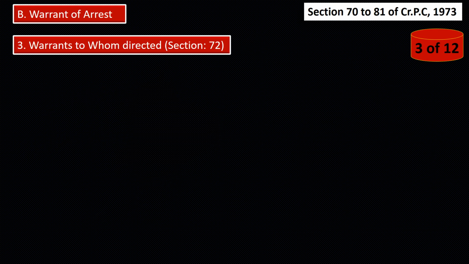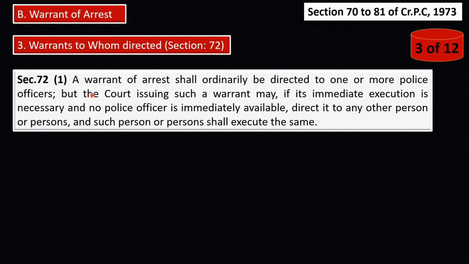Third point of warrant of arrest. Warrant to whom directed. Section 72. Subsection 1 of section 72 says this thing, a warrant of arrest shall ordinarily be directed to one or more police officers. But the court issuing such a warrant may, if its immediate execution is necessary and no police officer is immediately available, direct it to any person or persons, and such person or persons shall execute the same.